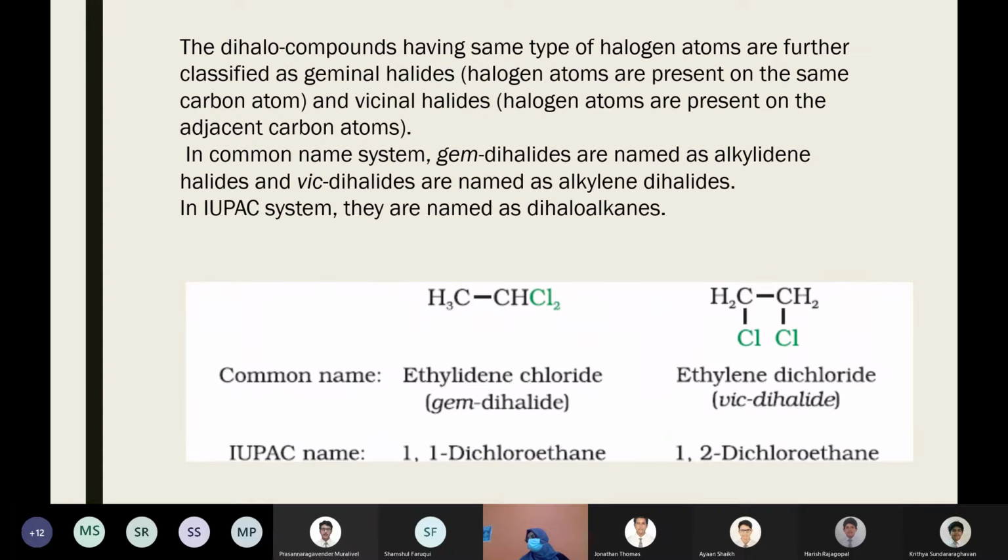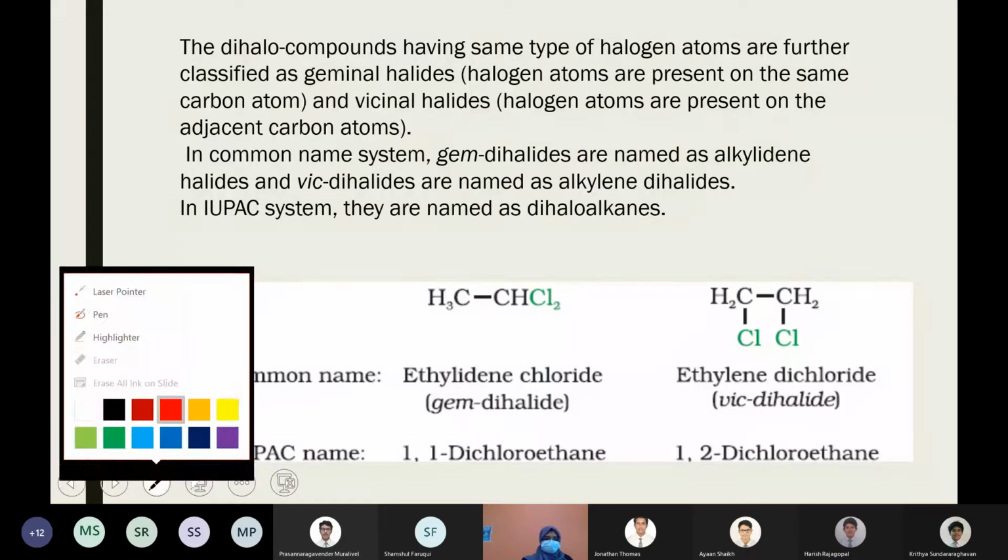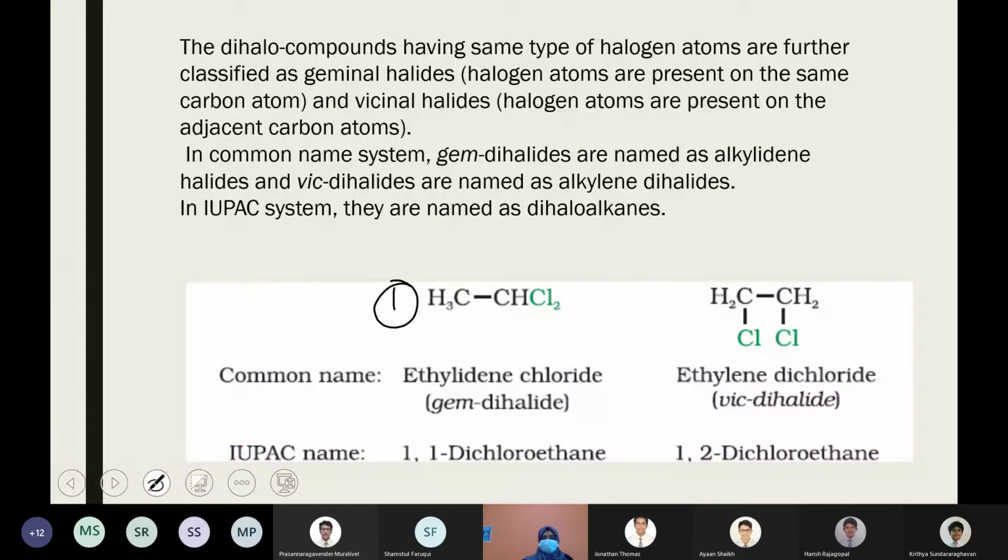Now we have to continue the IUPAC naming for compounds containing more than one halogen. So here basically we are going to discuss nomenclature of dihaloid compounds. So here you can see both of them are isomers. The compounds 1 and 2, both of them are isomers. The formula is C2H4Cl2 for both compound 1 and 2: 2 carbon atoms, 4 hydrogen and 2 chlorine atoms.